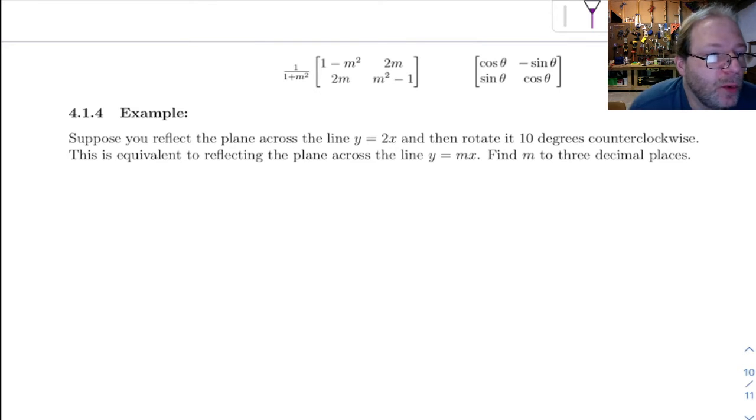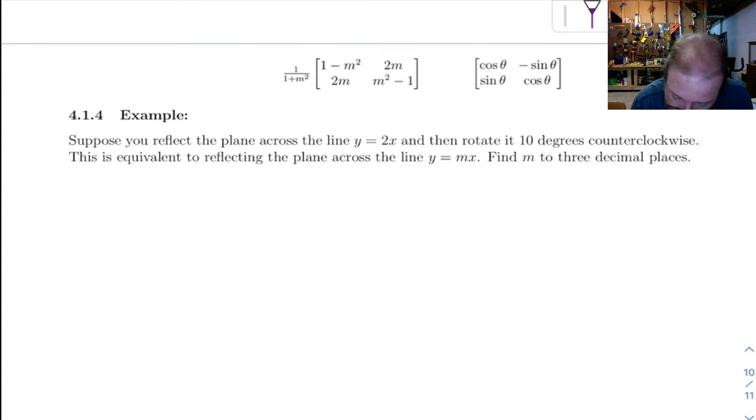Let's see, 4.14. This is kind of a tedious problem, but I think it's interesting, so I want to go through it. Suppose you reflect the plane across the line y equals 2x, and then you rotate it 10 degrees counterclockwise. So you're doing a reflection and a rotation together. And we've seen that if you do these together, it's equivalent to some other single reflection. So it says this is equivalent to reflecting across the line y equals mx. Find the m to 3 decimal places.